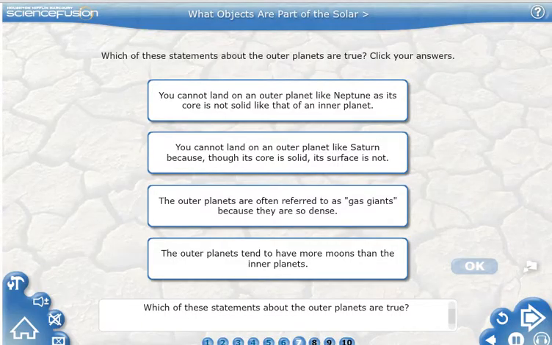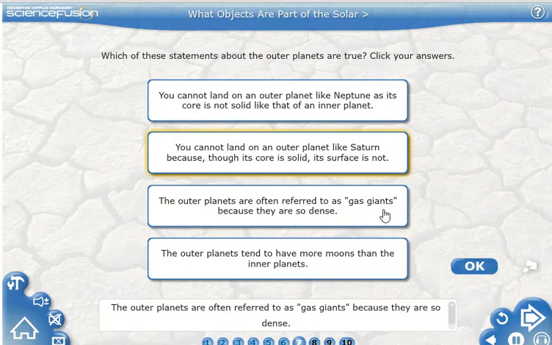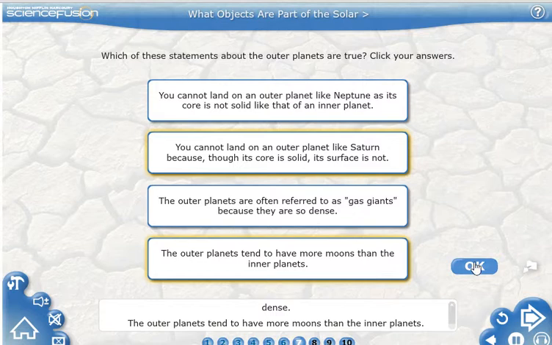Which of these statements about the outer planets are true? Click all the answers that apply, then click OK. You cannot land on an outer planet like Saturn because, though its core is solid, its surface is not. The outer planets are often referred to as gas giants because they are so dense. The outer planets tend to have more moons than the inner planets.